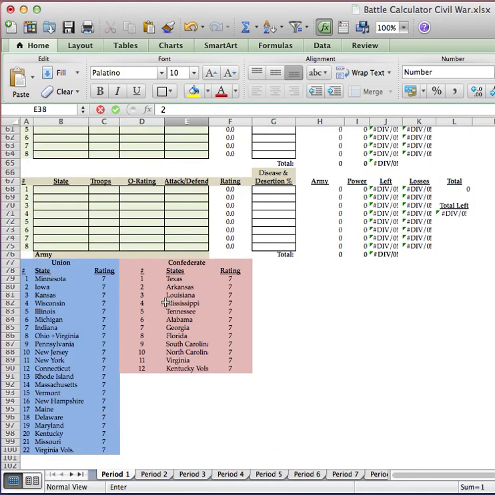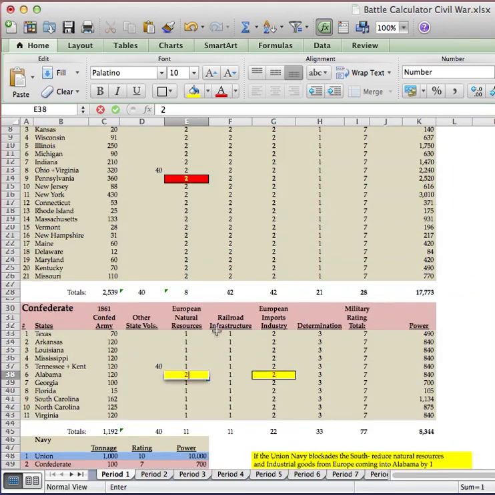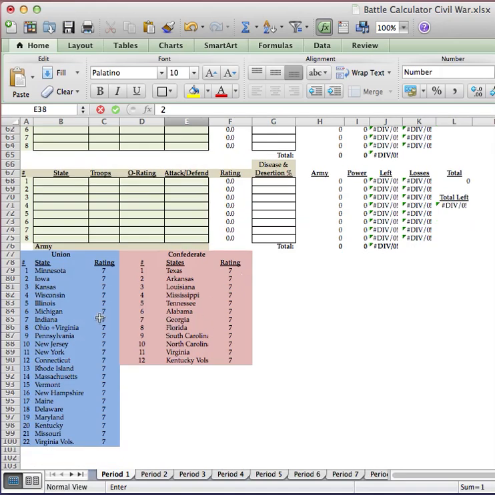Down here in the colored box, before we go to the battle calculator itself, is kind of our quick key. This lists all the states and their ratings, and those are all derived from these numbers up here. So if we change something up here for natural resources or railroad or anything like that, it'll all change down here, so you only have to look down here to find your ratings.